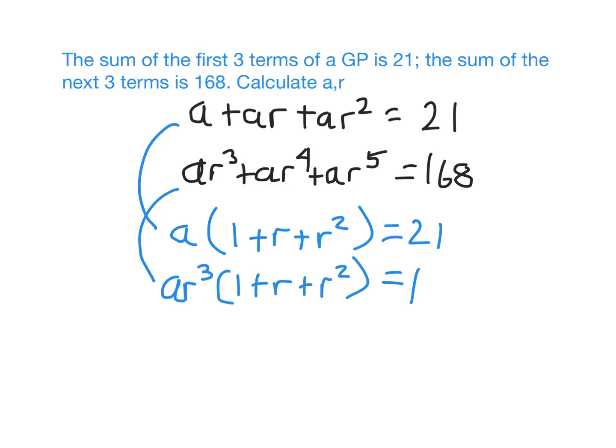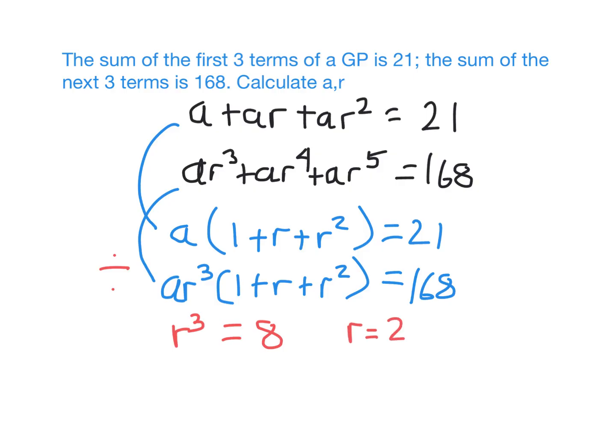All right, so this is starting to look good because we had the same brackets in both cases. So what I can do is eliminate these brackets by dividing. I'm going to divide this equation by this equation. So AR cubed divided by A just gives me R cubed. And if I divide this bracket by this bracket, it just disappears. Now 168 divided by 21 is equal to 8. So I've just got R cubed is equal to 8, R is equal to 2.